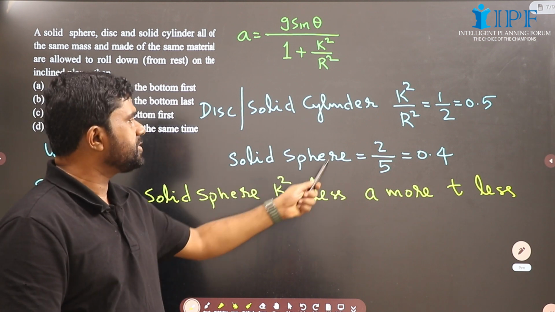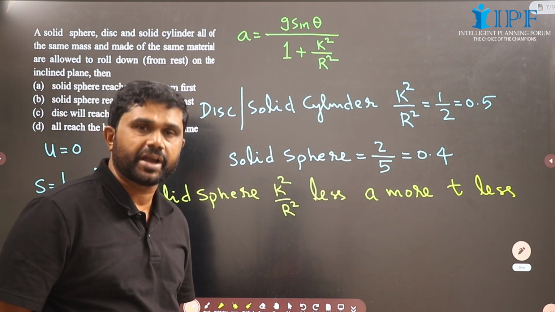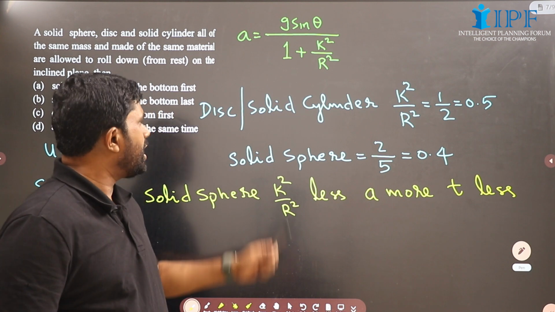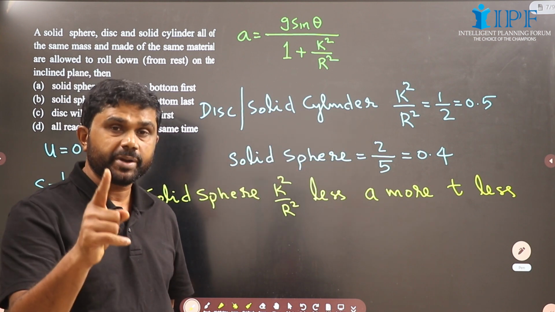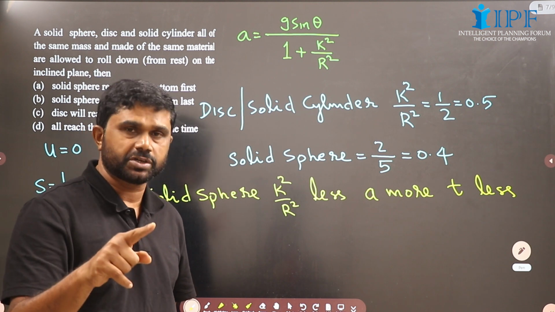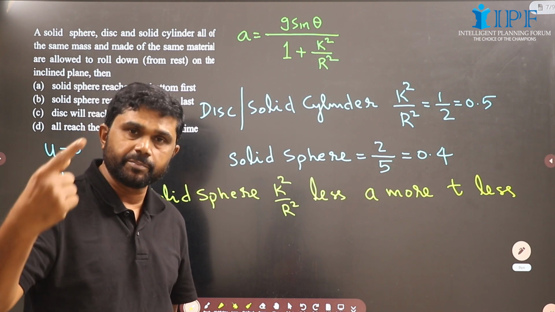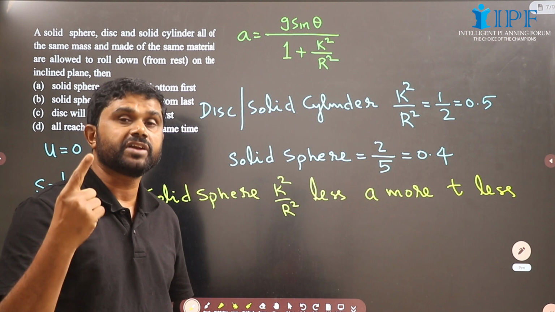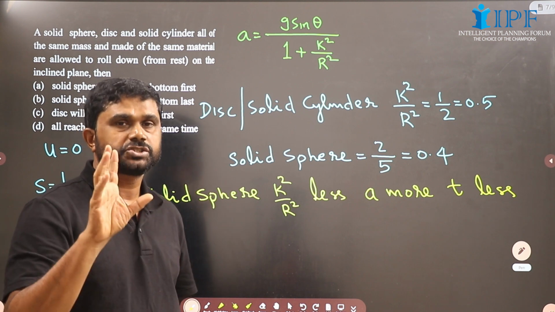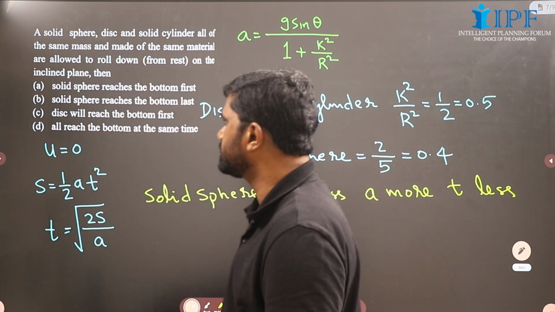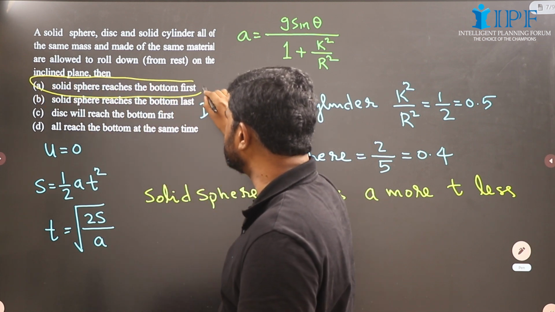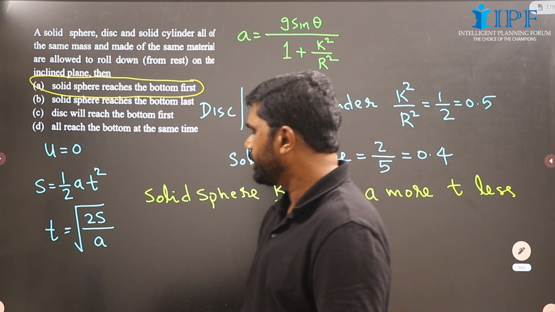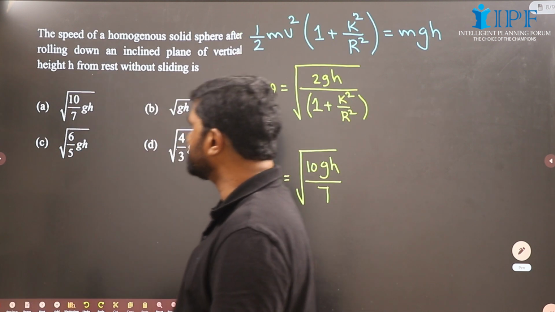For solid sphere, k square by r square is 2 by 5, which is equal to 0.4, and for disc or solid cylinder it is 0.5. So k square by r square is smaller for the solid sphere, so its acceleration will be more and time will be smaller. So the solid sphere reaches the bottom first. Okay, now let us see what we have next.